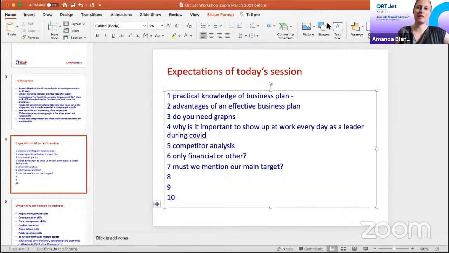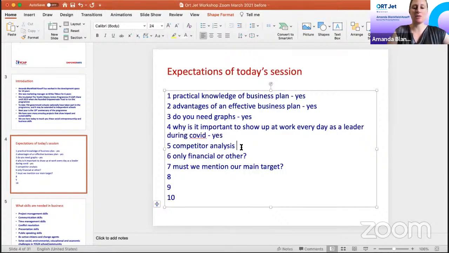Okay, we've got a chat. Yes. Okay, great. So we've done that. And the advantages of an effective business plan. Is it clear now why it's a necessary thing to do? Why do we need a business plan? Has this highlighted the reason for it? Yes. Okay, great. Do we need graphs, or did it explain where graphs would go? Okay, we've got a yes for that. Why is it important to show up at work every day as a leader during COVID? Was that answered? I think the motivation question might have answered that. Okay, we've got a yes.